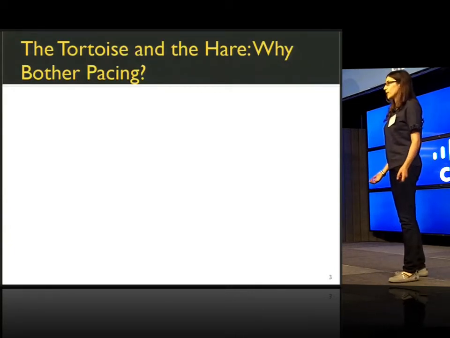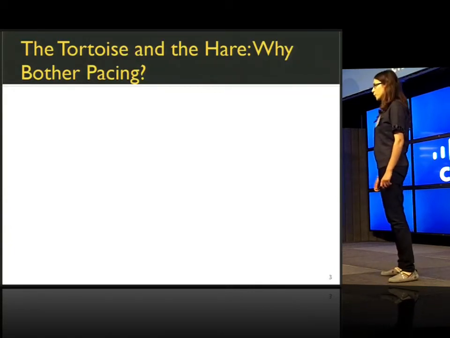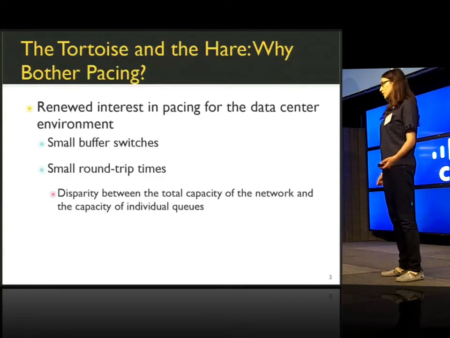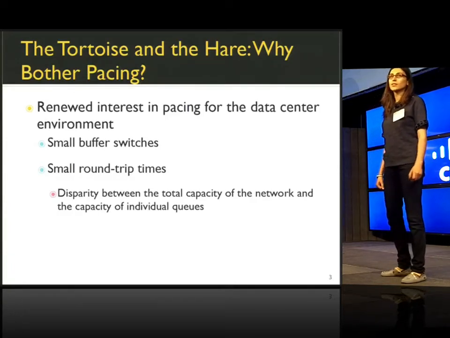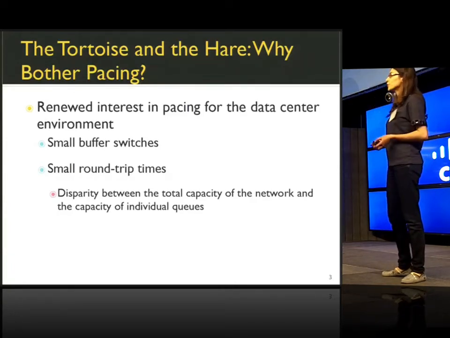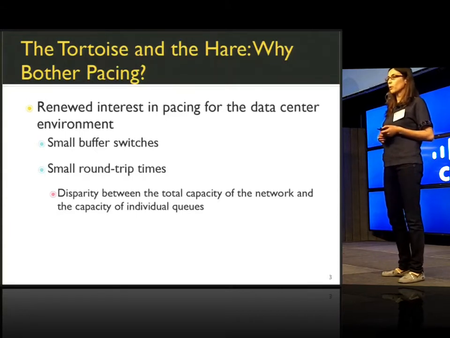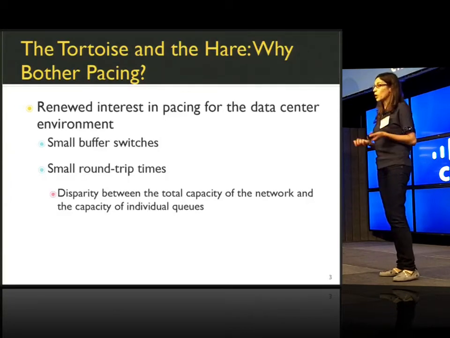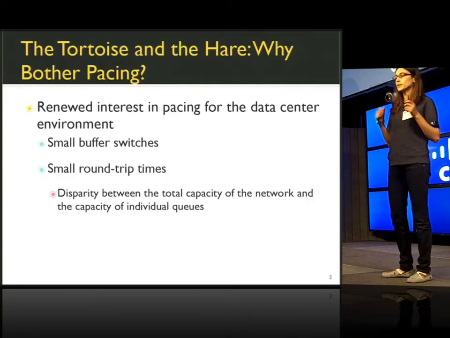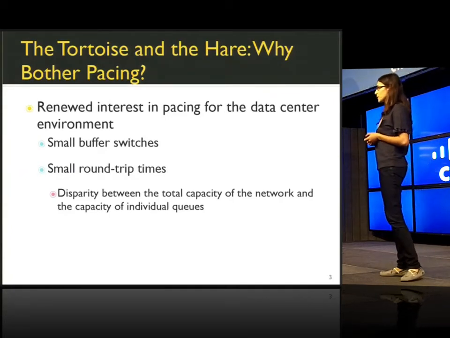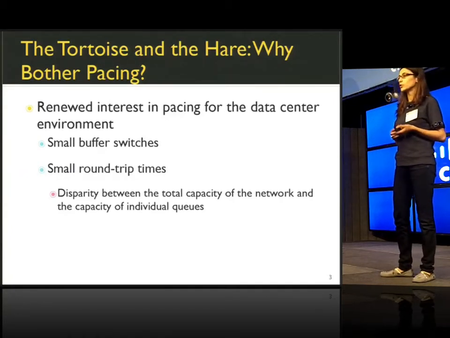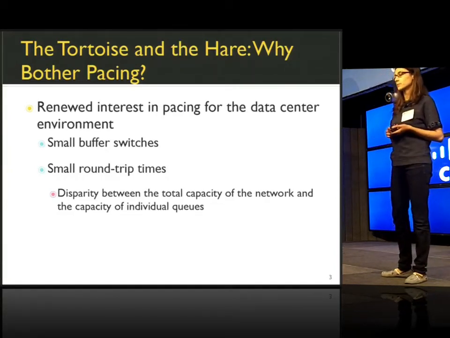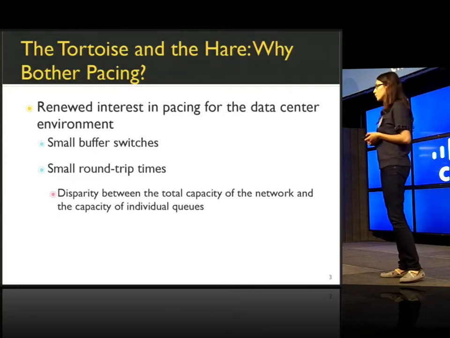There's also an increasing interest in using TCP pacing in data center networks. As the link speed is increasing in data centers, the challenge of building routers with bandwidth delay product buffers is becoming higher and higher. And so data center providers decide to build routers with smaller buffers. But the small buffer routers and small round trip time in data centers bring a disparity between the total capacity of the network and the capacity of individual queues. And this disparity is big enough to make TCP congestion control inefficient.